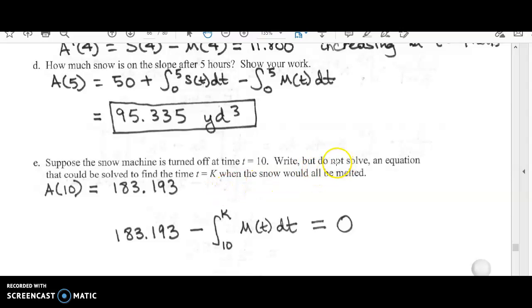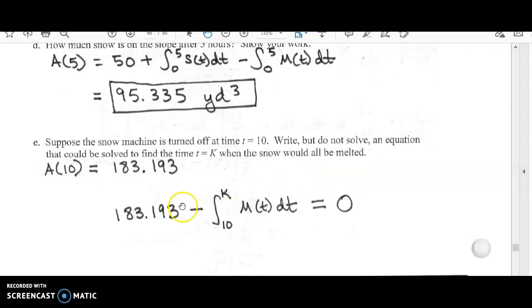And this is what I was talking about before, that sometimes they're asked to find a formula but not to actually solve it for the K value when the snow would be all melted. So I hope this makes sense, because at that point we're done adding snow. So we figure out how much snow is on the mountain, and then we continue that. We're going to take away the melting amount as the integral from 10 until K, until we're all the way down until we're equal to 0.